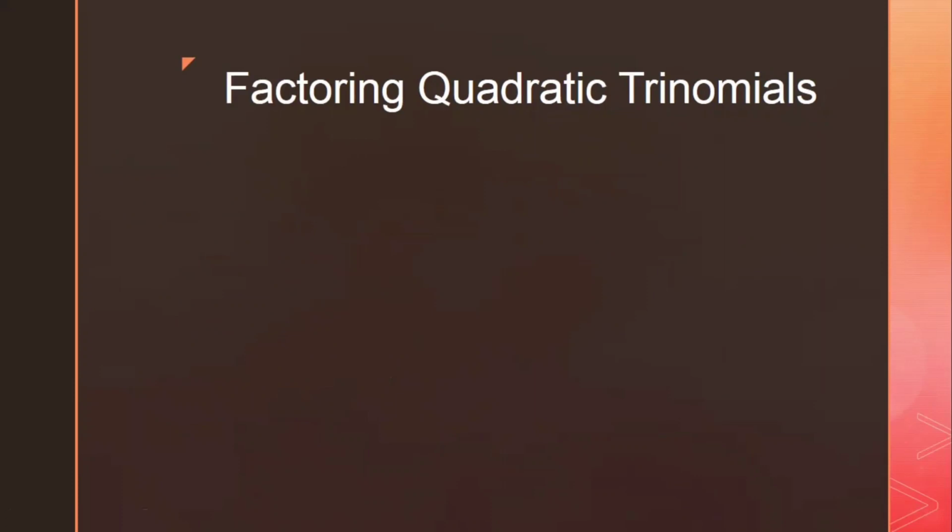Last is about factoring quadratic trinomials. For example, we have x squared plus 5x plus 6. To find the factors of this trinomial, notice that the leading coefficient is 1. If the leading coefficient is 1, we have to find the factors of the first and third term first. The first term, x squared, has factors x and x, since x times x will give us x squared.